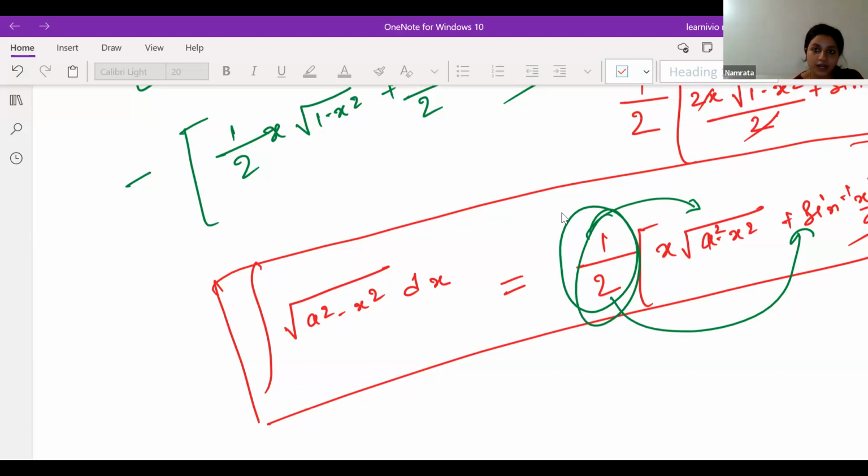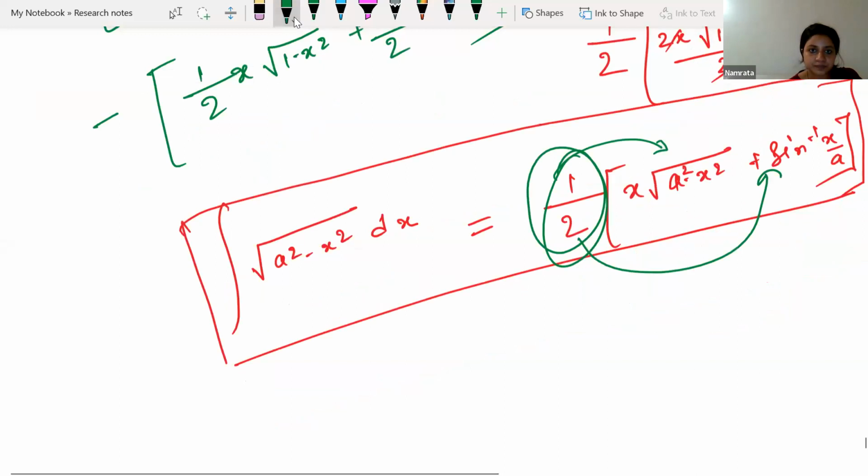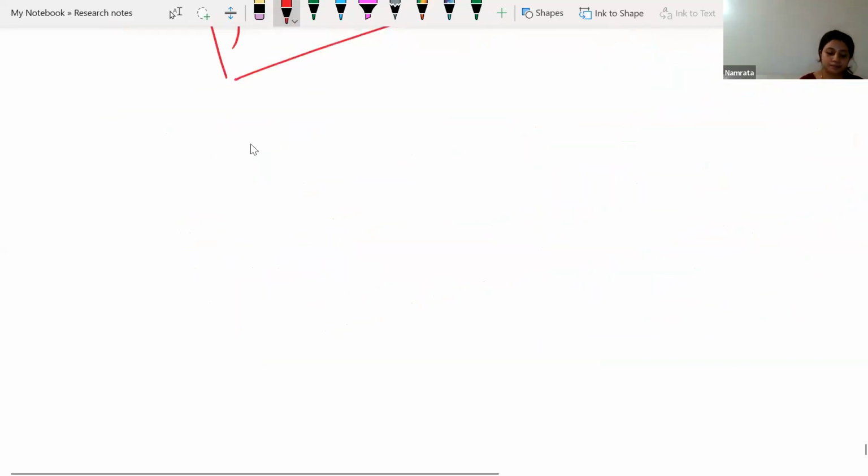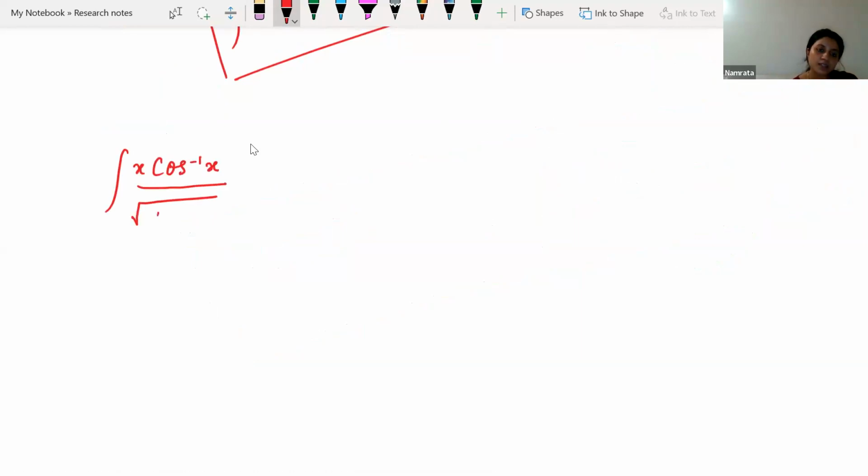Okay, so if we are taking this question, we have the integration of x cos inverse x by under root 1 minus x square dx. This is the integration we are having. Here also we have to do it by parts.